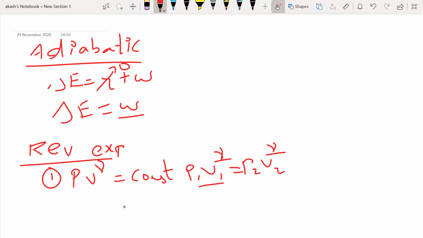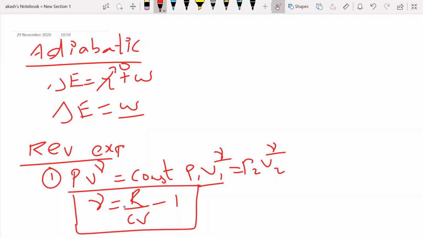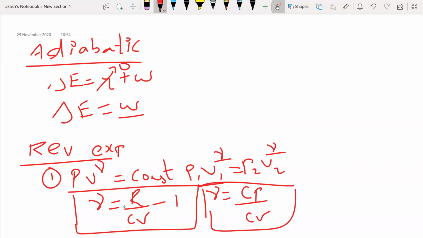So this gamma is nothing but R by CV minus 1, right? Gamma is equal to R by CV minus 1, or gamma is also equal to the ratio of CP and CV. Now obviously you know CP, I can write it as CV minus R, right? Or say R minus CV, something like that. And if you put it here, you'll be getting this equation, right? So R by CV minus 1 or CP by CV is this gamma.